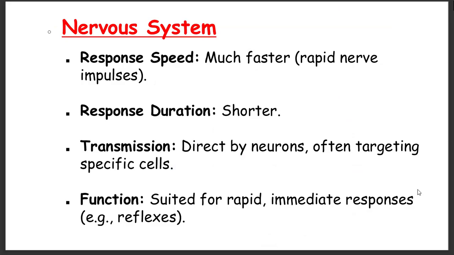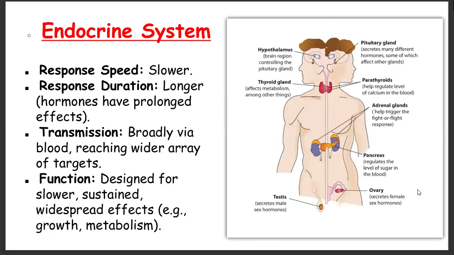So I've already talked about this. This is just another detailed version of what I've already explained. And I have the endocrine system. I've even included a diagram which is showing some of the parts of the endocrine system, or the organs of the endocrine system, or the glands of the endocrine system. And those are some of the characteristics of the endocrine system.